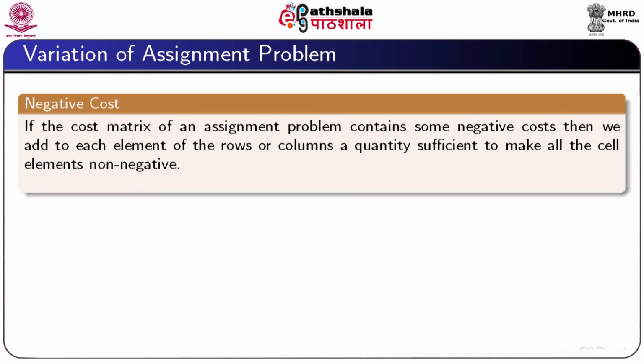If the cost matrix of an assignment problem contains some negative costs, then we add to each element of the rows or columns a quantity sufficient to make all the cost elements non-negative.